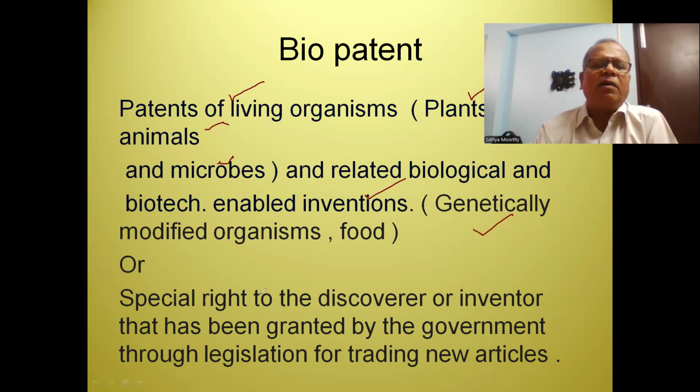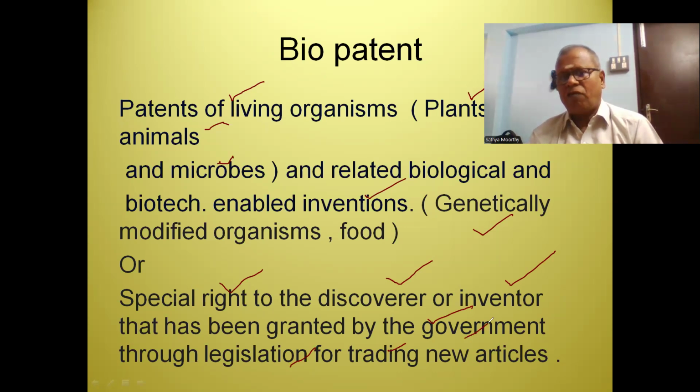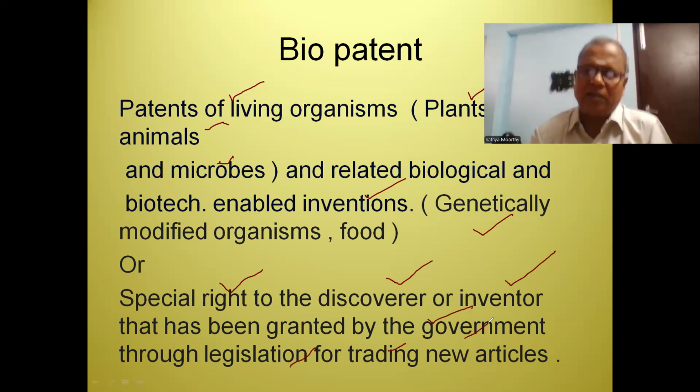A patent is nothing but a special right to the discoverer. For example, you produce a transgenic plant, you produce a transgenic animal, a genetically modified organism, then you have a special right to that invention that has been granted by the government through legislation for trading new articles. So if you invent a new one through biotechnology or any process, then you have a right to sell that particular product or particular organism. This is called the biopatent.